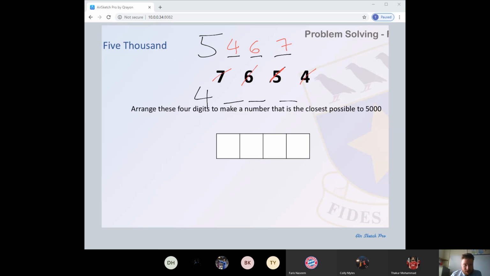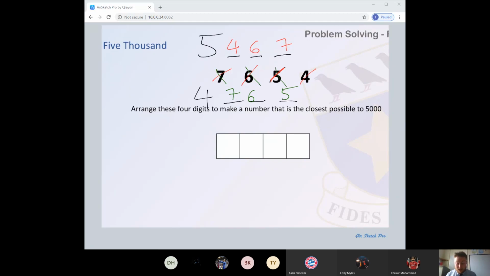If it's a 4,000 number, we're going to want that number to be as big as possible. Okay, so that it is as close to 5,000 as possible. So the biggest number is going to be 7. Okay, and then 6, and then 5. Okay, that would be the biggest possible number we could have.